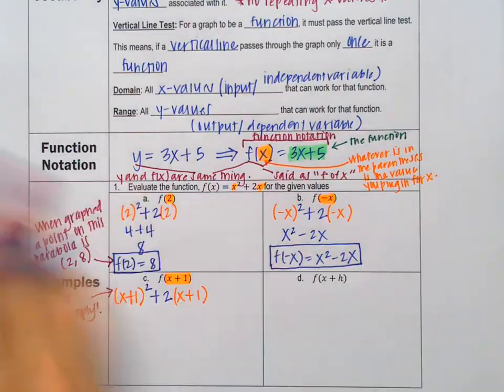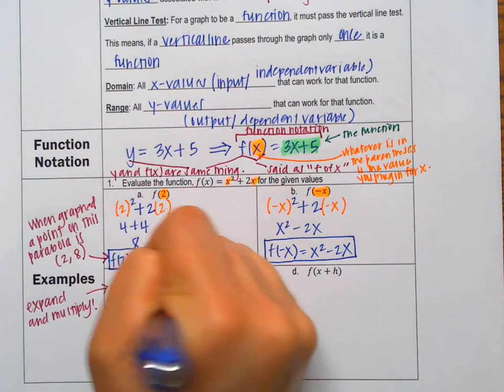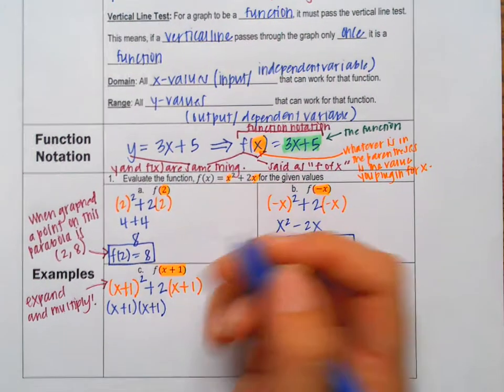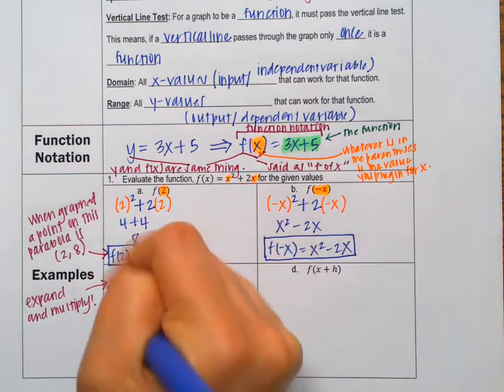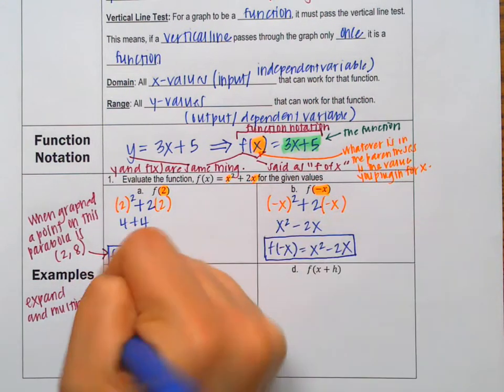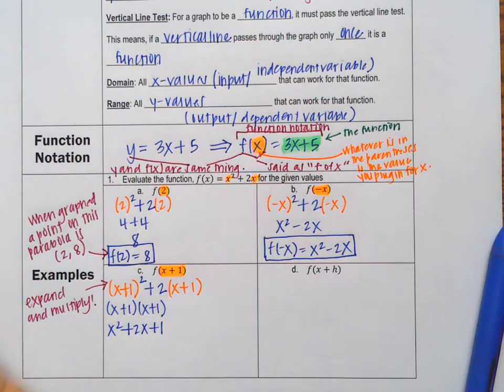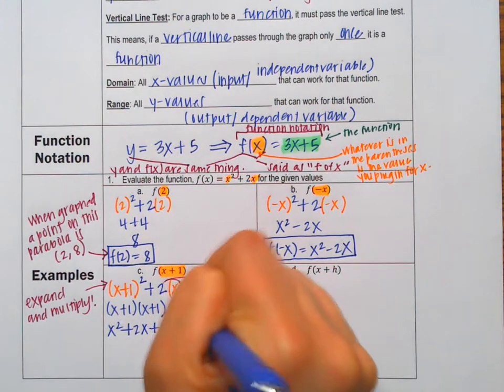So that's saying x plus 1 times x plus 1. And so we can multiply that out. X times x is x squared, plus 1x, plus another 1x is 2x, plus 1. And then we just distribute this too. 2 times x, 2 times 1 is 2x plus 2.